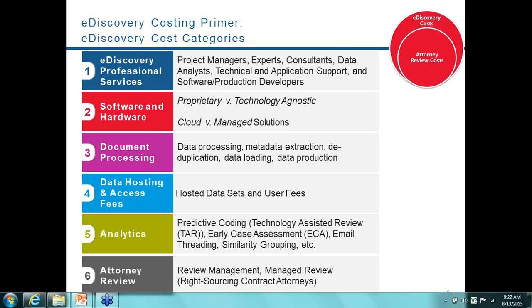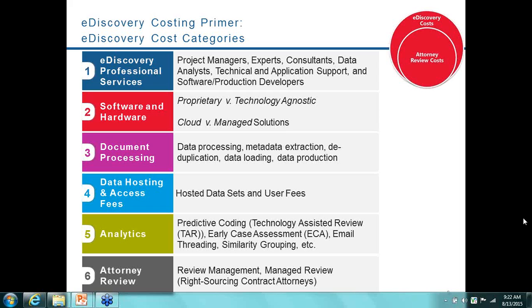But there's a number of different types of services in the market and services that Canon provides that we'll go over here that can help. You can apply different methodologies in each one of these categories to help reduce the 70% of the discovery cost that's related to the attorney review. So, starting with professional services.